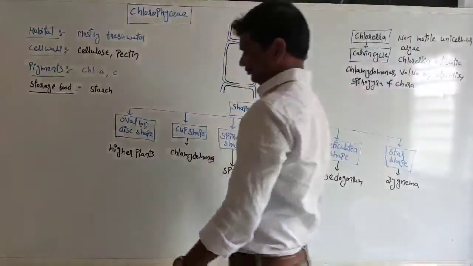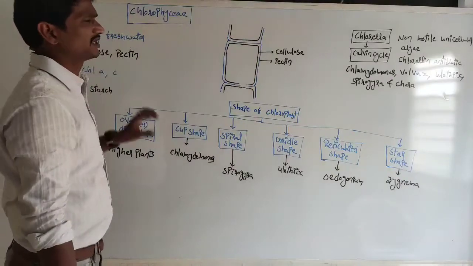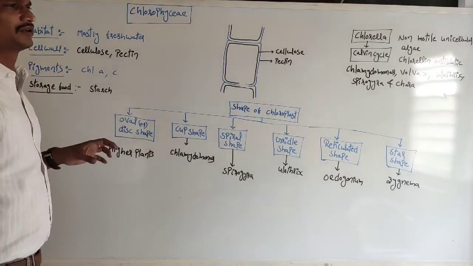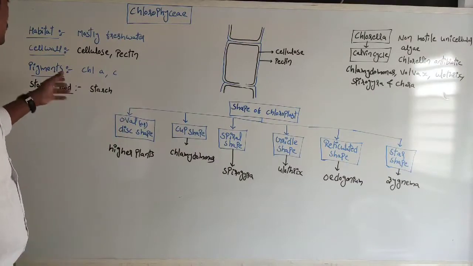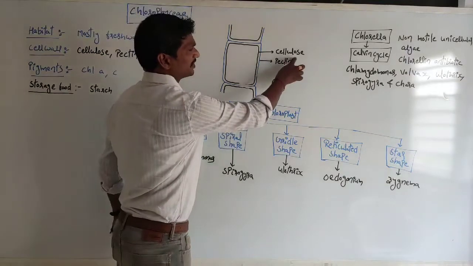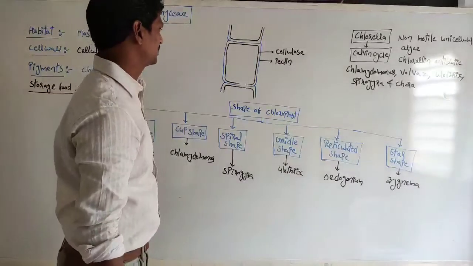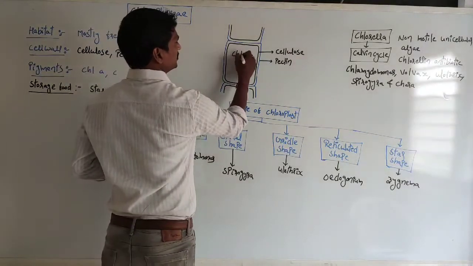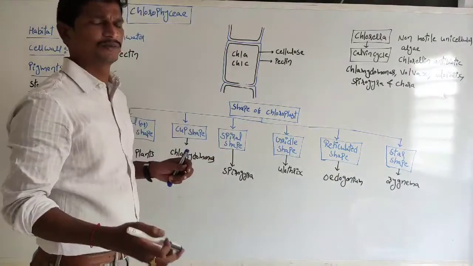Coming to the next one, the Chlorophyceae. Within that, the very first one is the habitat of the organisms. These are mostly grown in fresh water. We already discussed this, and all these points are well known. There is a cell wall; the innermost cell wall is made up of cellulose, and the outermost part is made up of pectin. The pigments are chlorophyll a and chlorophyll b. That is about the pigments.